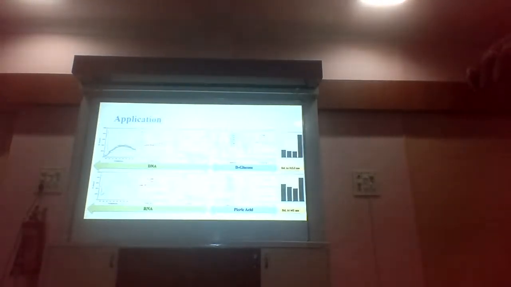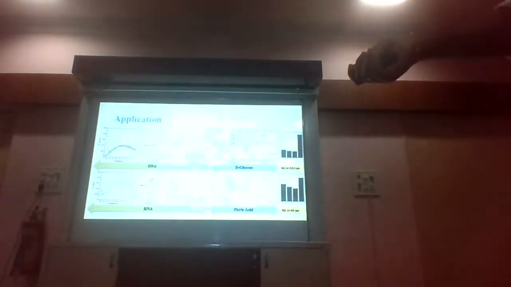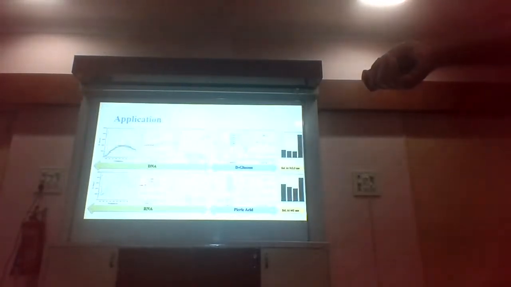But in case of DNA, there are two peaks. One is at 365 peak also. In case of DNA, the equilibrium fitting is not fitted to the upper peak, through 365 nanometer emission energy. Then carbohydrates.